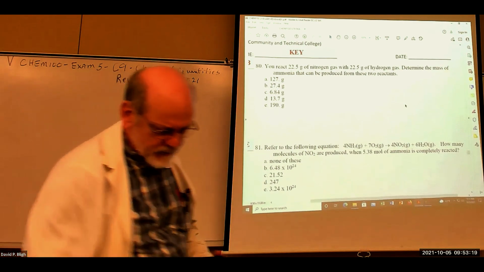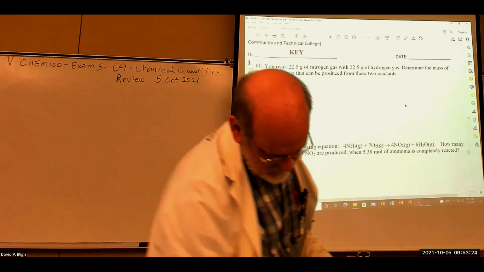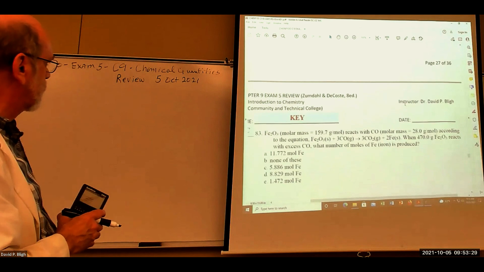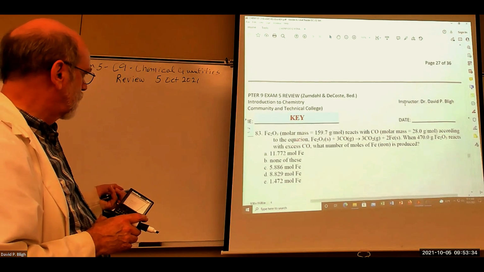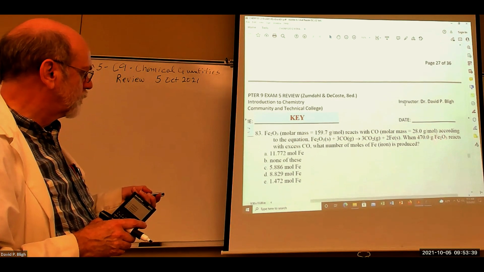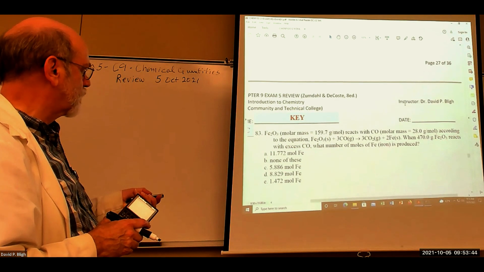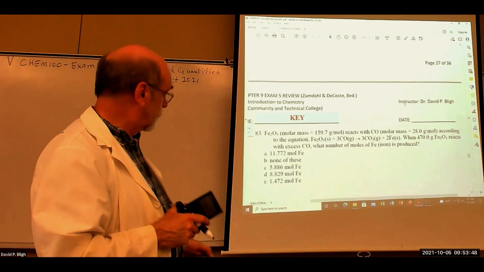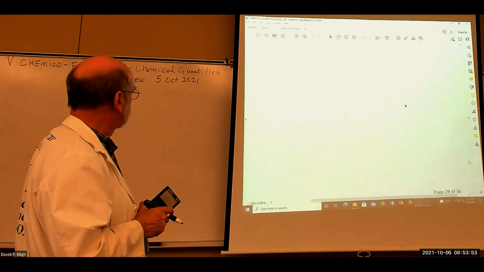All right, let's see, how many more do I have? 2 more, let's see, 83. Have we done one like 83? Fe2O3 reacts with CO. When 470 grams of Fe2O3 react with excess CO, what number of moles of iron? We don't need to do that one. We've done several of those already. How about 84?